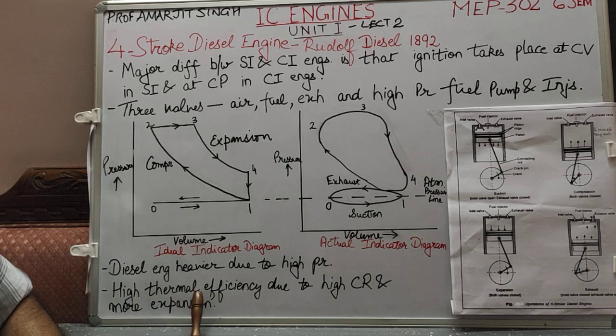Due to the high temperatures and pressure, the thermal efficiency is also high because the CR is high. We had mentioned that the CR of diesel engines is anything between 12 and 22, and of course due to the more expansion. Now, having studied the 4-stroke diesel engine, let us move on to the 2-stroke petrol engine.